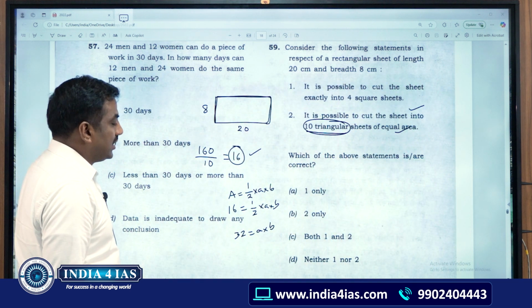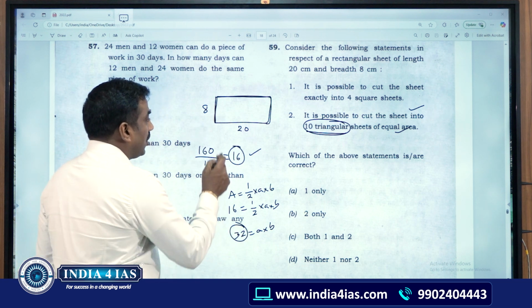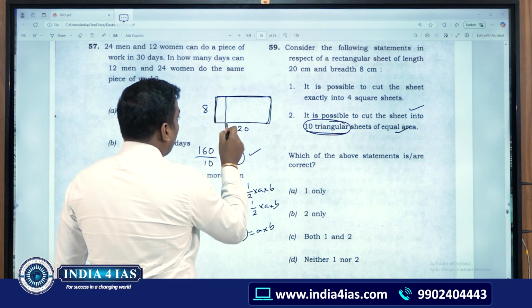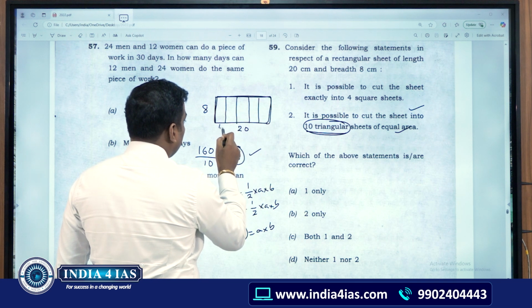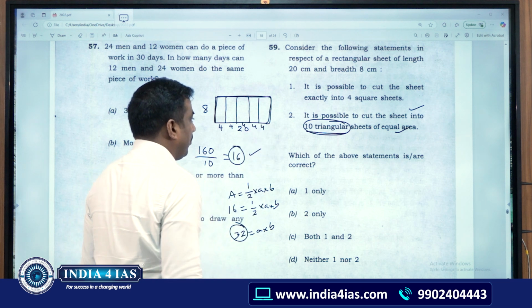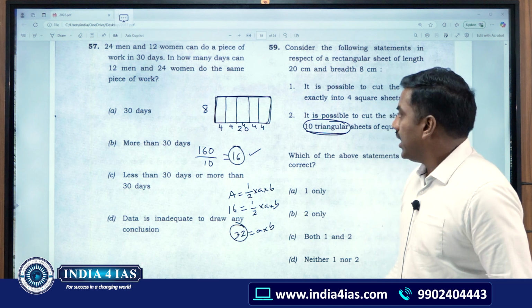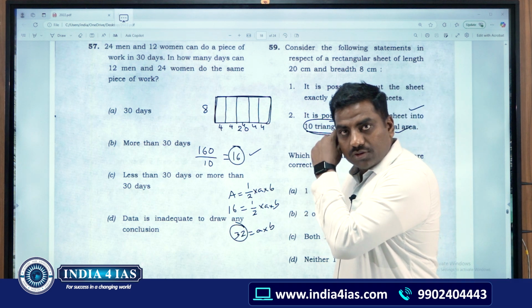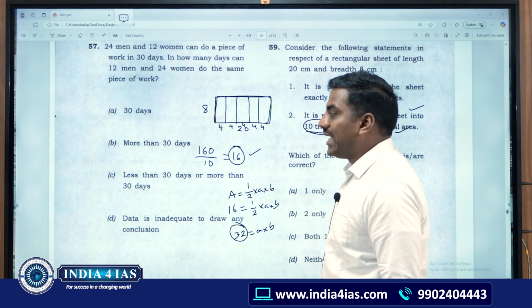So what I can do here is, I need 32. One side is 8. So if I cut this into 4 centimeters each, here 4, here 4, here 4, here 4, here 4, now I have got 4 into 8 rectangles. So 4 centimeter into 8 centimeter rectangles. Totally 5 rectangles are there.